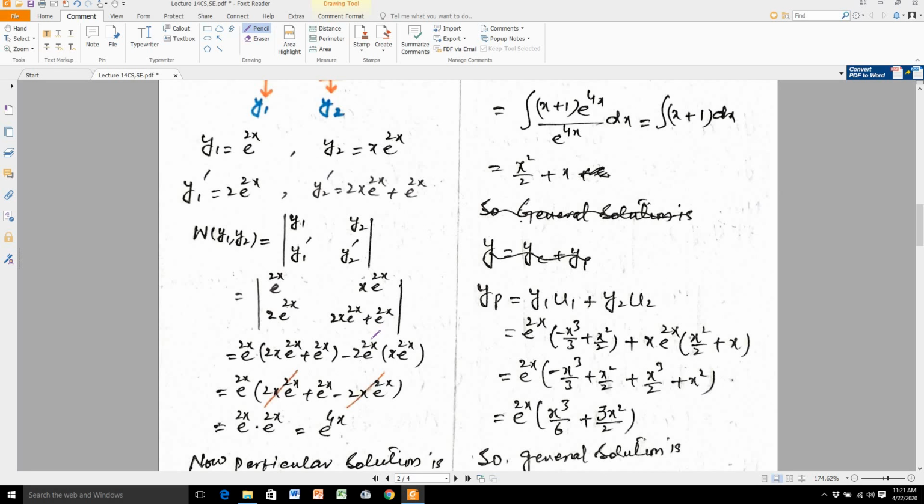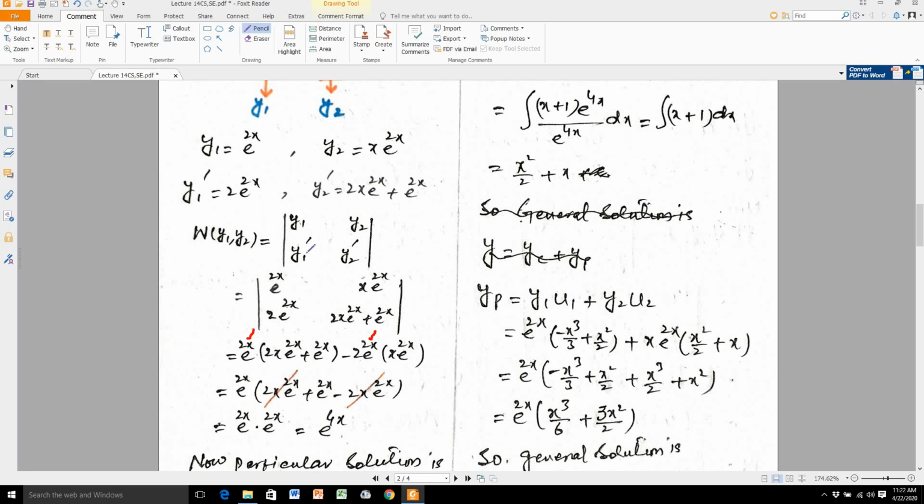Now I take this e raised to the power 2x and this e raised to the power 2x; I take both of these common. So e raised to the power 2x and then write the remaining in the parentheses as 2x e raised to the power 2x plus e raised to the power 2x, minus this 2 multiplied by this 2x e raised to the power 2x. You see these two terms are the same but with opposite sign, so this cancels with this and the remaining term is e raised to the power 2x times e raised to the power 2x.